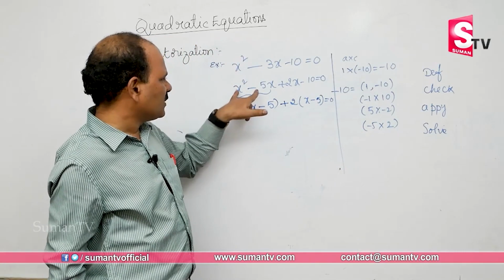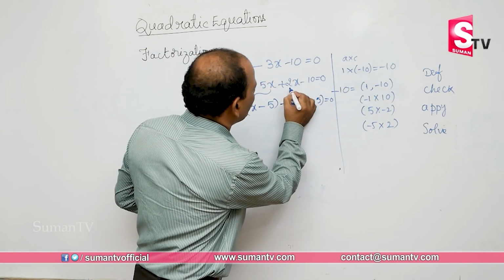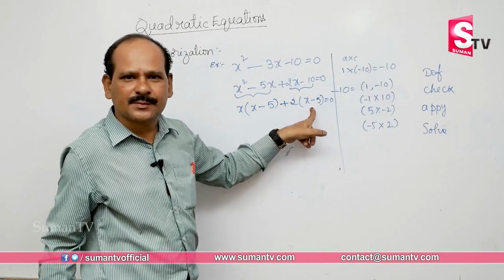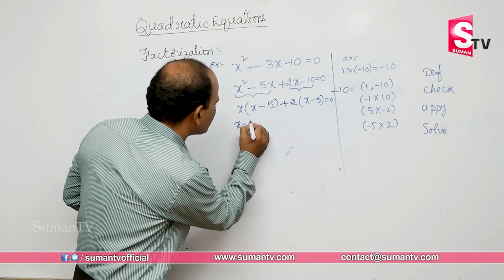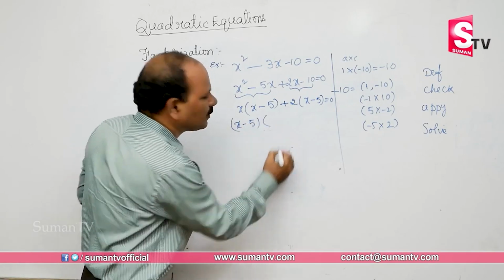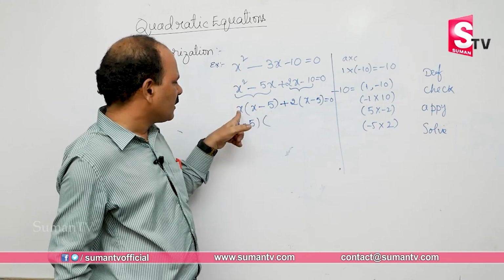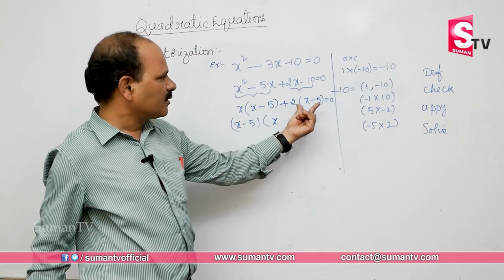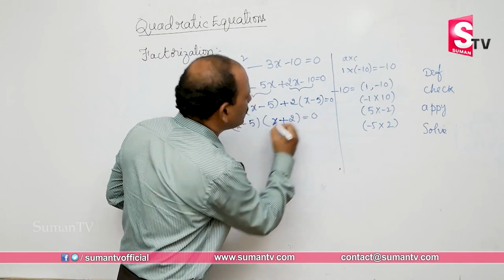Okay, x. From these two terms, I took x as a common. The remaining terms are x minus 5. From these two terms, I took 2 as the common. So, the remaining terms are x minus 5 is equal to 0. From these two also, I can take x minus 5 common. Once x minus 5 is taken common, the remaining term is x plus 2 is equal to 0.